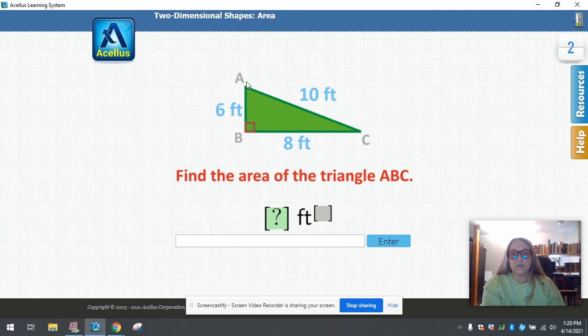Find the area of triangle ABC. So they have given you an extra number here. To find the area of the triangle, we just need to know the base length, which is 8, by the height, which is 6, and then divide it by 2, or multiply it by 0.5, a half. So 8 times 6 is 48, divided by 2 would be 24. You can use a calculator. Oh, yeah, 24 feet squared.